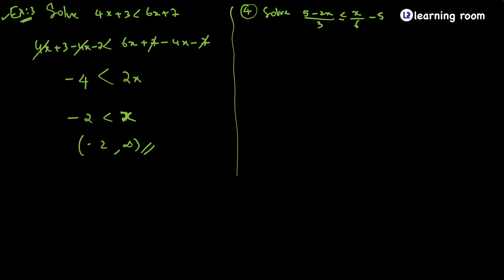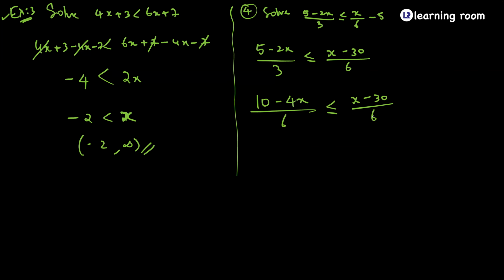Now, having said this, look at this problem. Here, what we can do is, can I write (5 minus 2x) by 3 is less than or equal to x minus 30 divided by 6, right? So x minus 30 divided by 6. Since I have 6 on this side, I'll multiply and divide by 2 here. If I do that, I'll get 10 minus 4x divided by 6 is less than or equal to x minus 30 divided by 6. So what will be the next step? Multiply with 6 on both the sides. When you multiply with 6 on both the sides, 6 and 6 will get cancelled. So numerators will follow the inequality. 10 minus 4x is less than or equal to x minus 30.